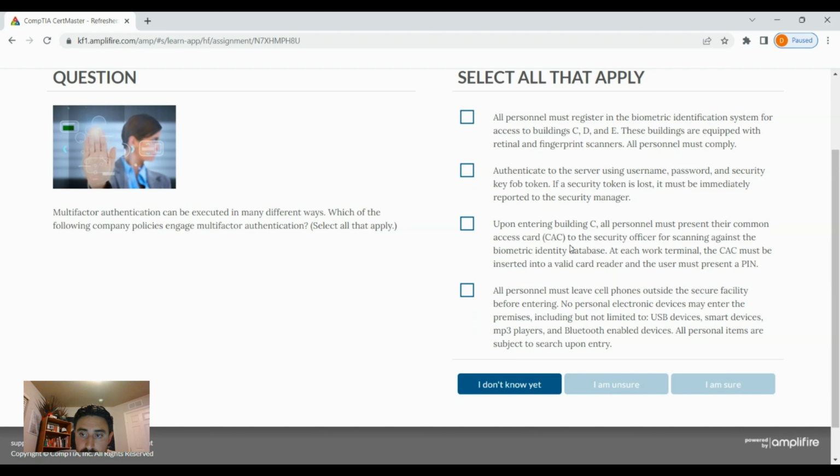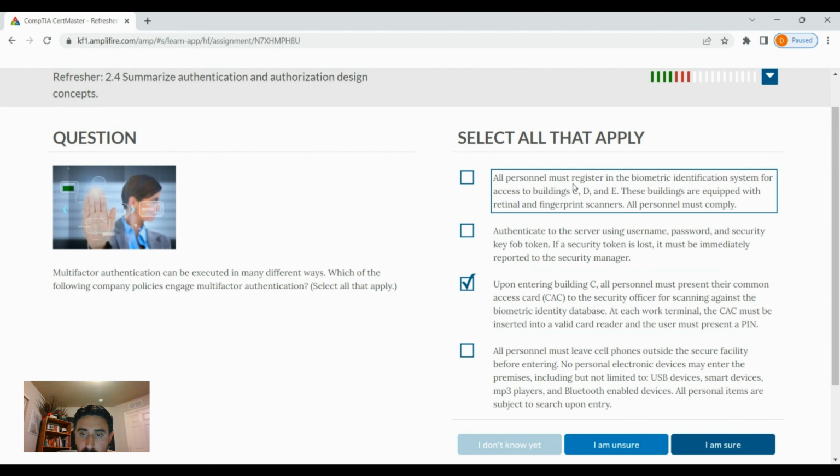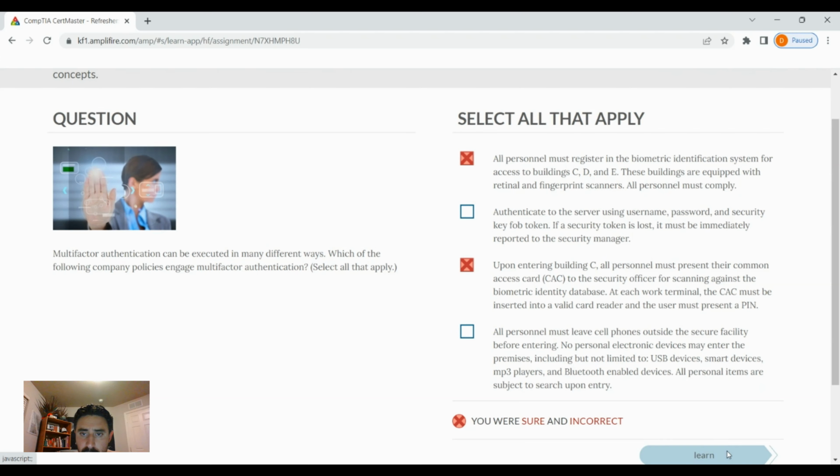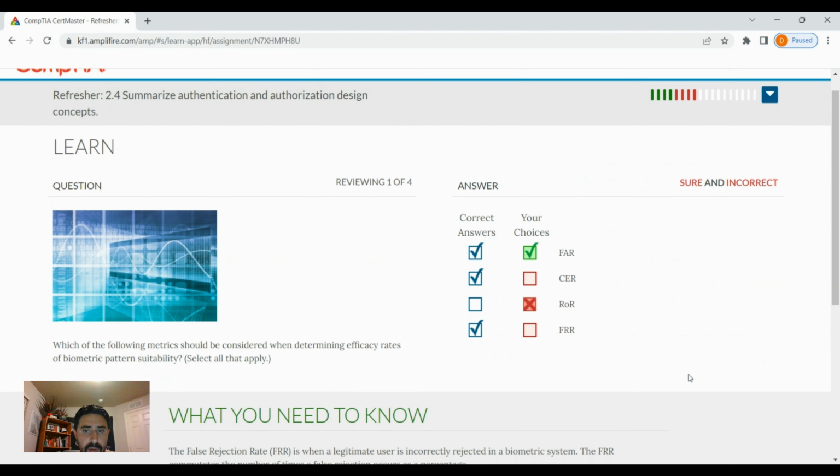Okay, so I'd say like these two right here. No? Okay, that's fair.